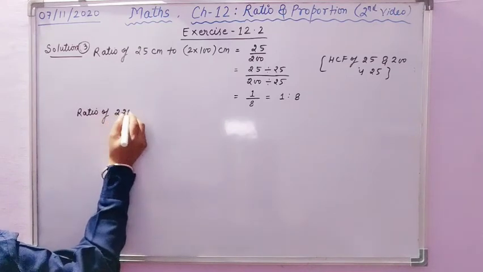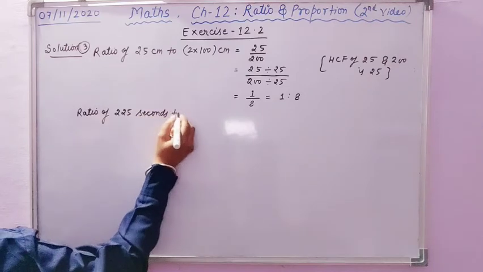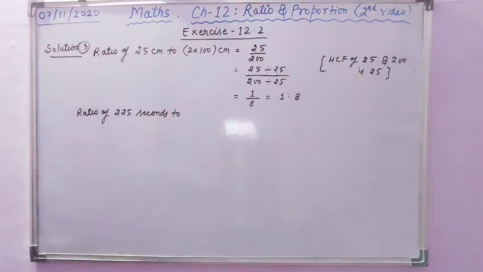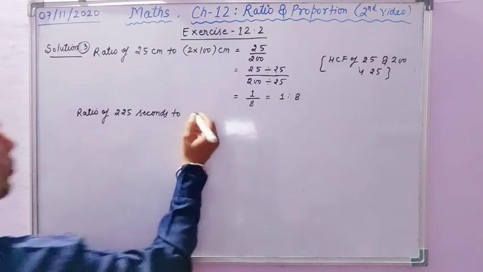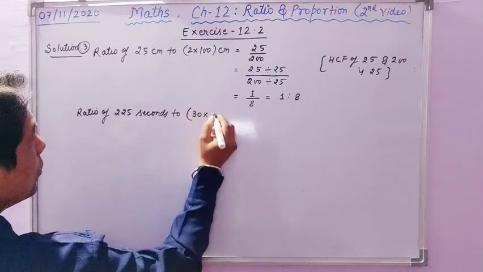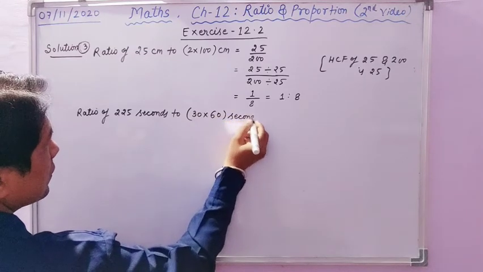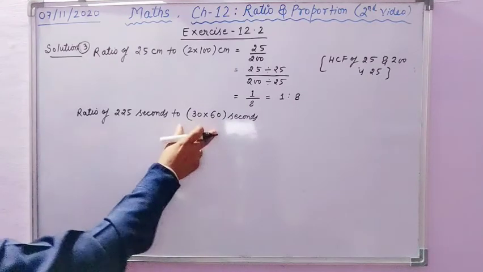Similarly, I am going to find out the ratio of 25 seconds to 30 minutes. I am going to convert 30 minutes into seconds. So 30 into 60 seconds, and this will give you 1800 seconds.